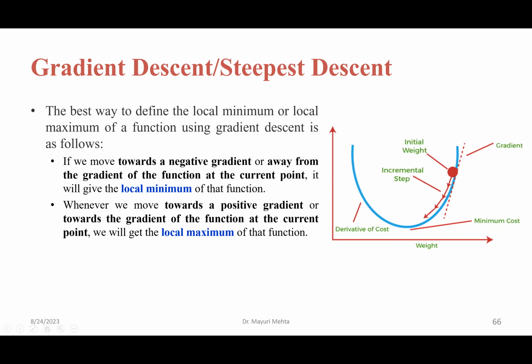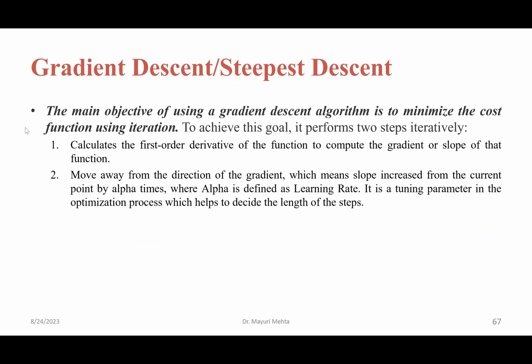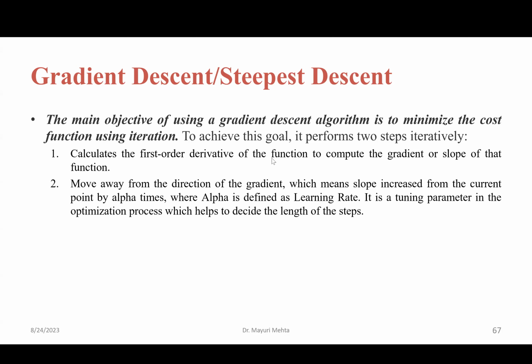Okay, I'll show you in this figure later. Let us first discuss the main steps performed by gradient descent to achieve this goal. The main objective of using the gradient descent algorithm is to minimize the cost function using iteration, as we just discussed. So here are the steps performed to achieve that goal.